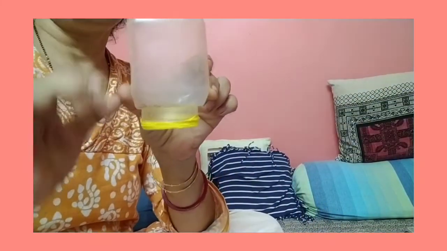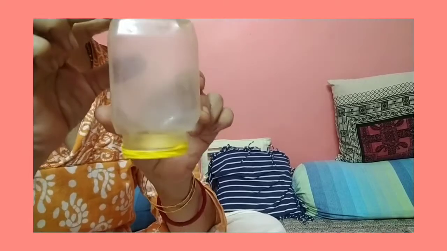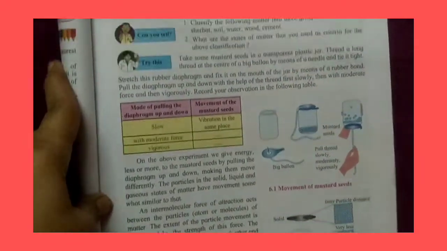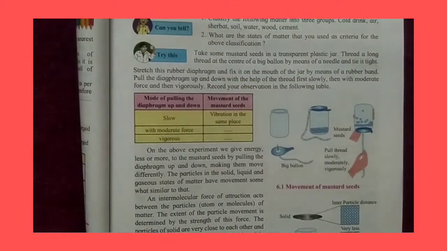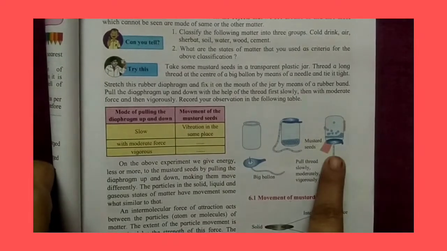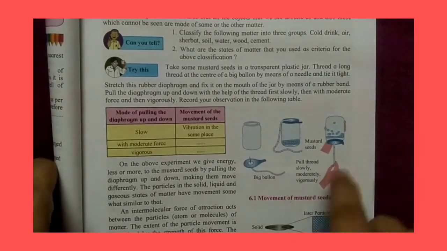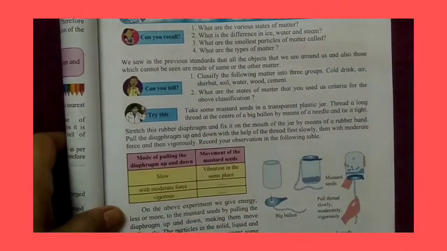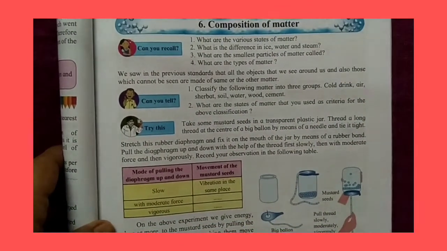This same principle we can see in all the matter around us, which we will see in this lesson. Students, just now I showed you the experiment. It is in your textbook also on page number 39. You can do it very well at home. It is very easy. Now let us start the lesson. The lesson name is Composition of Matter.